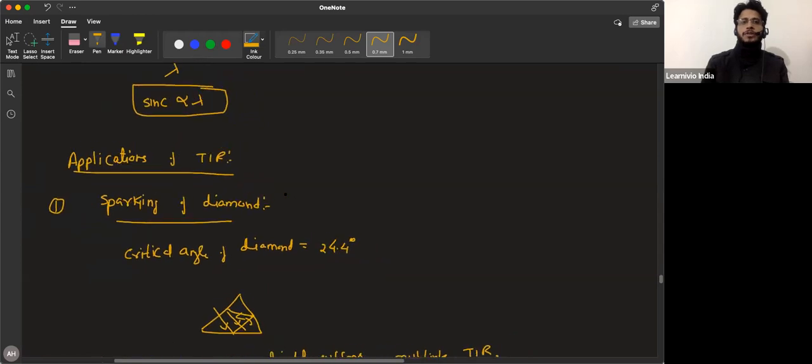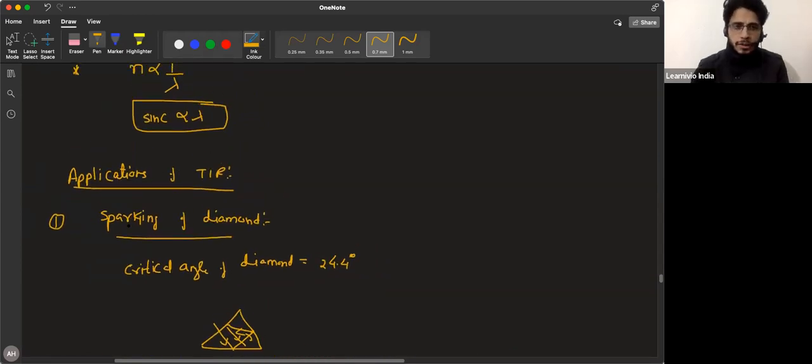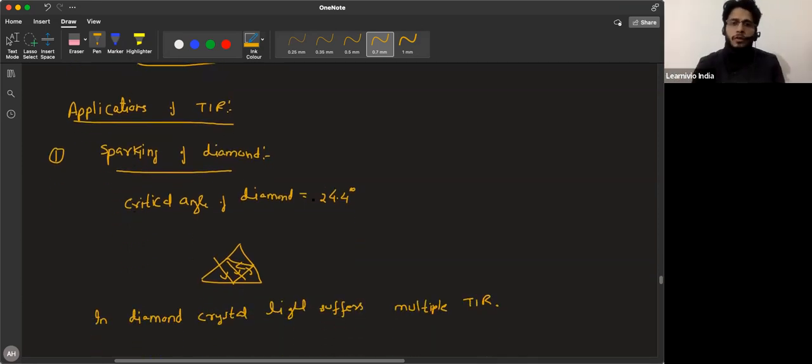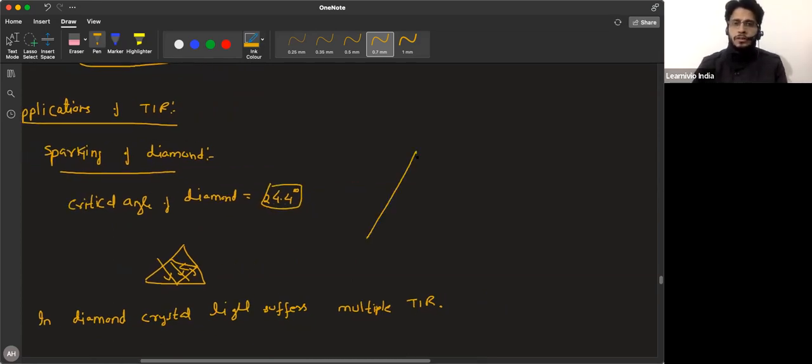So see, applications of TIR. The first application is sparkling of diamond. Diamond sparkles due to TIR. The critical angle for diamond is 24.4 degrees. So let's say this is diamond. When a light ray enters the diamond, it undergoes TIR. So when a light ray undergoes TIR, what will happen? Will it move out of the diamond, or remain inside? It will remain inside.